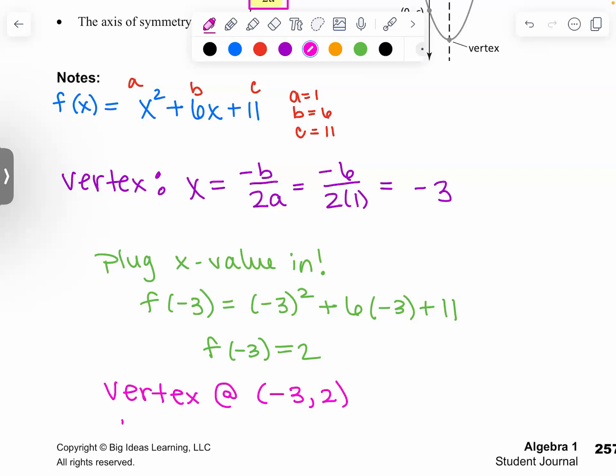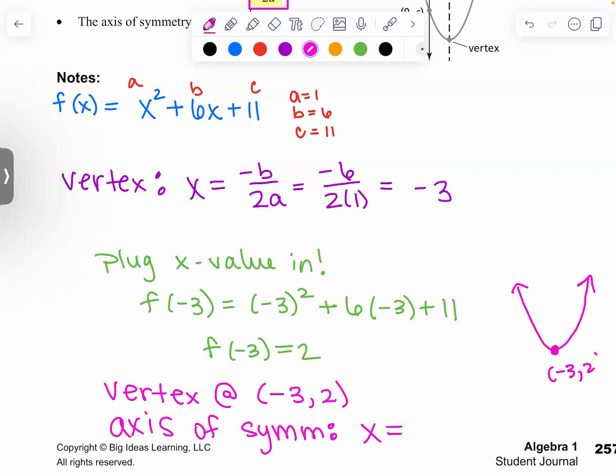This also means that our axis of symmetry is the vertical line going through the vertex, right? If I have a vertex at -3, 2, my axis of symmetry is going through that vertex. So I know my axis of symmetry is x equals -3 without even really having to graph it. Because we know that's just where the axis of symmetry lands.